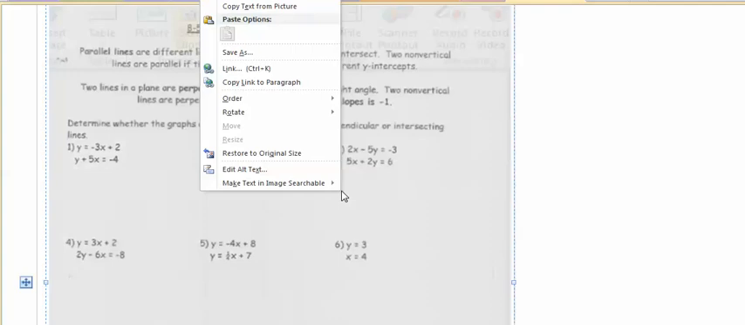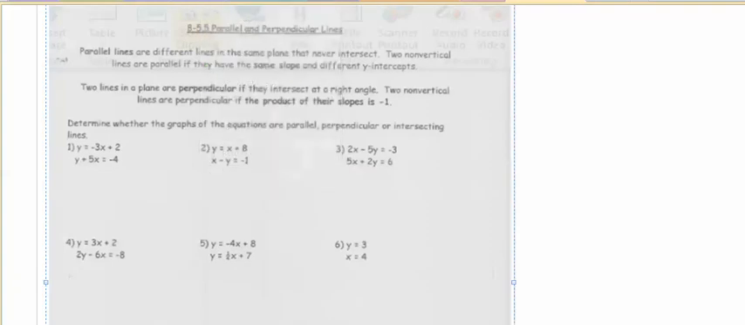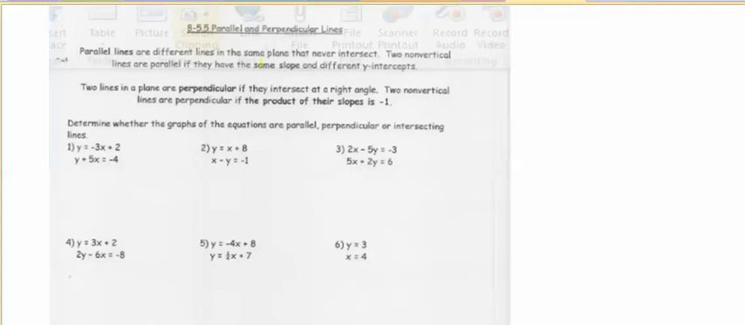So I want you to, sorry about that. I want you to highlight they have the same slope and different y-intercepts. Highlight that, and these are parallel lines.